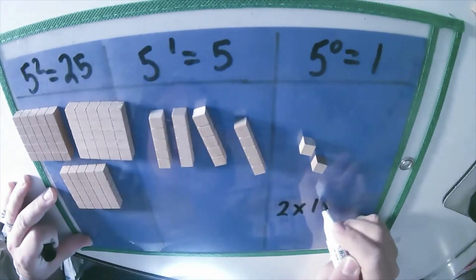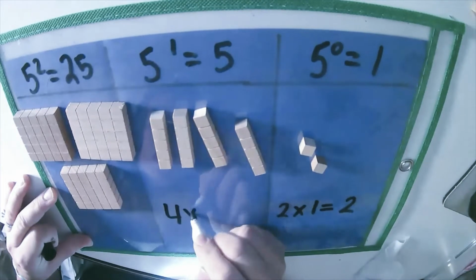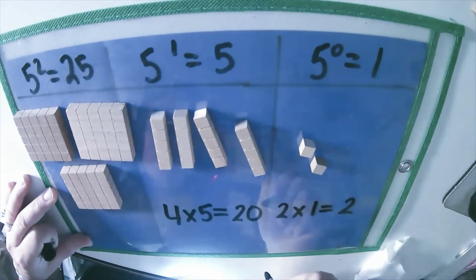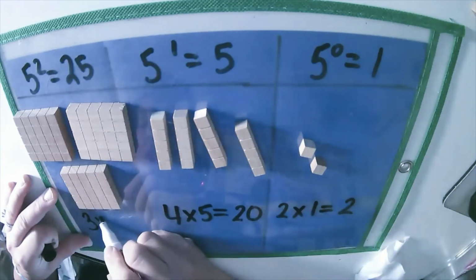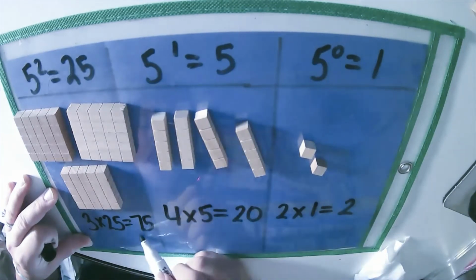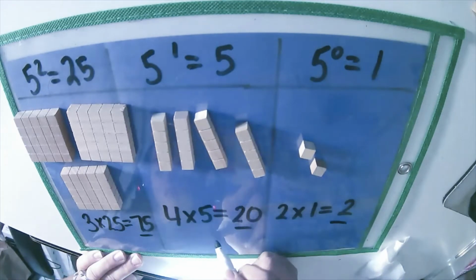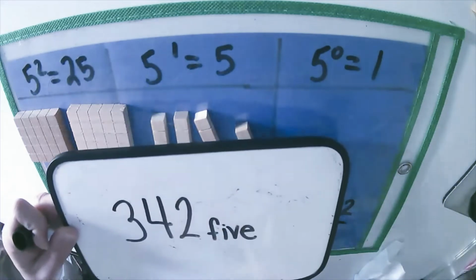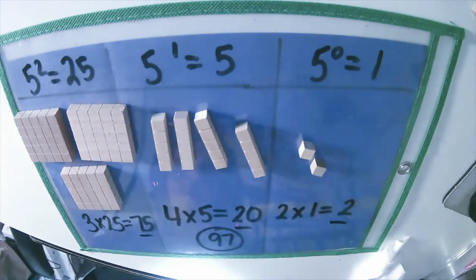So if I want to figure this out now, I'm going to say, okay, I have 2 times 1, a value of 1, which gives me 2. Here my value is 5, so 4 times 5, which gives me 20. And here I have 3 that have a value of 25. I have 3 mats. They all have 25, so that's 75. And if I add 75, 20, and 2 up, then I get a value of 97. So 342 base 5 is equal to 97 in base 10.